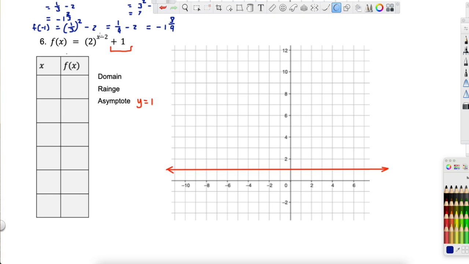And let's see, what gives me a 0 exponent here? 2 to the 0. What value for x do I need? I need a 2. So I'm going to start off with that point, my anchor point. I want to plug in 2. So I get 2 to the 2 minus 2 plus 1. Okay, 2 to the 0 is 1. 1 plus 1 is 2. So 2 is my first point.